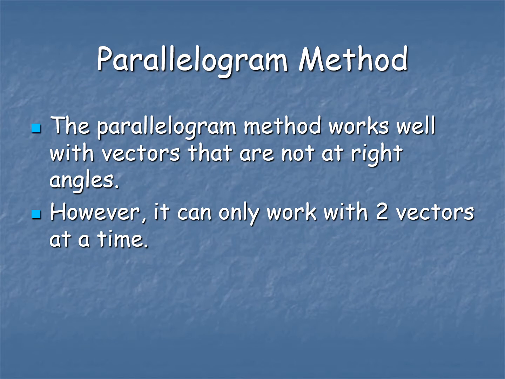Now the parallelogram method works very well with vectors that are not at right angles. It does have a drawback in that it can only work with two vectors at a time. The tail to tip method can work with multiple vectors as long as you add them one at a time. But the parallelogram method, you can do that, it just takes a while. But it has another power that I'll bring up later in the video, and you'll understand why we are learning this method.